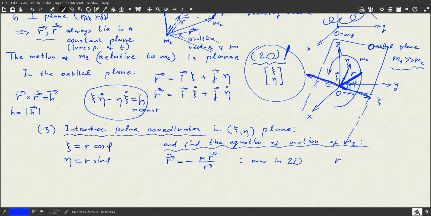Okay, so now R, because we know that the motion occurs in 2D, is psi eta. Obviously, R dot is psi dot eta dot, and R double dot is psi double dot eta double dot.